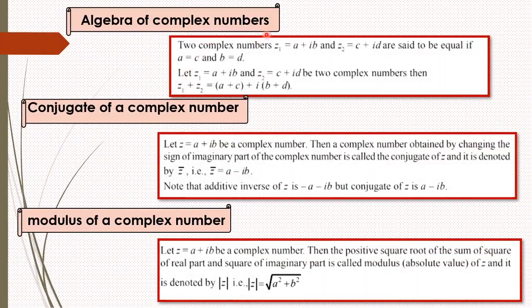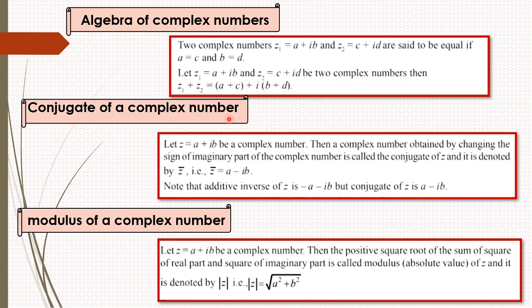Then algebra of complex numbers. Students, whenever we want to add two numbers, right? So real part will be added to real and imaginary will be added to imaginary, and same follows even in the subtraction. Now, two complex numbers z1 and z2 are said to be equal if their real parts are equal and their imaginary parts are also equal.